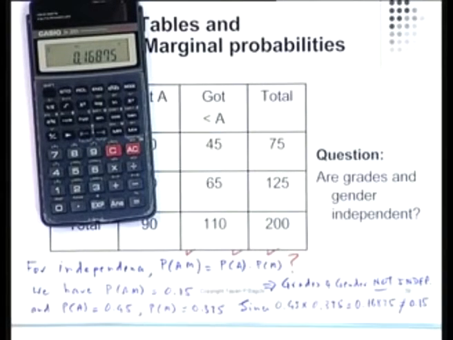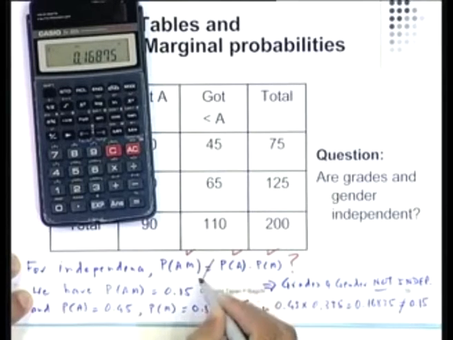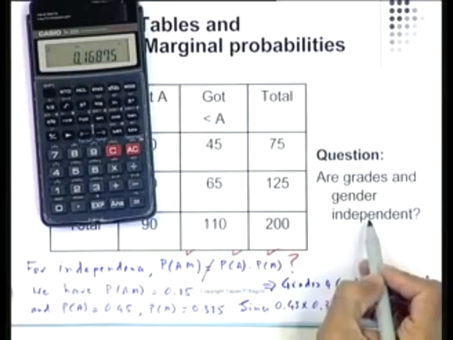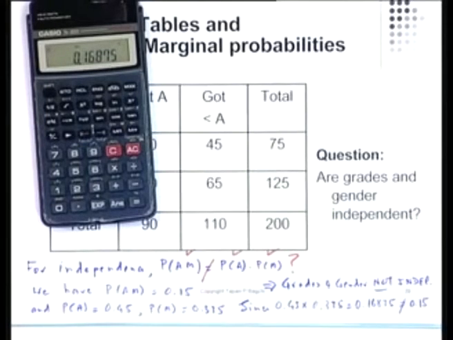Therefore, what is happening here? This condition is being violated. What does it mean? Grades and gender are not independent. So it depends whether you're a boy or a girl, how you're going to be doing in the exam. This little test here is suggesting that. So it's a question of probability, but we've done this.